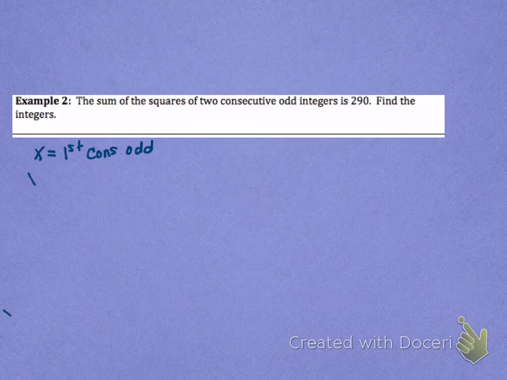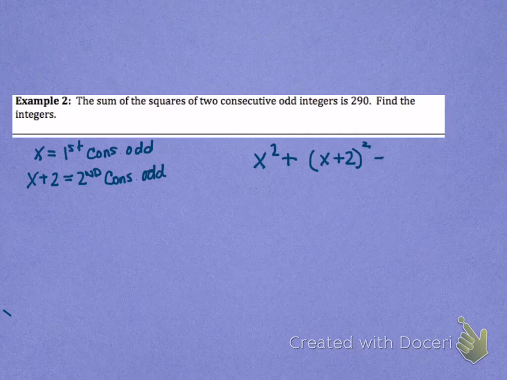And then our next consecutive odd, remember that even though it's odd, you're adding 2 because it would be plus 2 to get to the next odd number. And so that would be your second consecutive odd. And for the setup of the equation, it's telling us the sum of the squares of those two. So the sum means I am adding them, and the square of the first one would be x squared. The square of the second one would be x plus 2 squared, and it's telling me that the sum of them is 290. So that would be the setup for that equation.